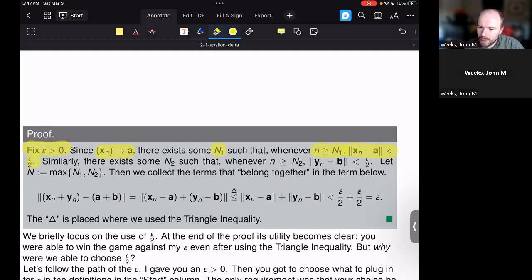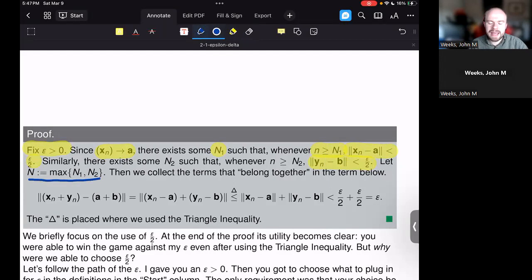We're going to do the same thing for y sub n minus b and get that norm to be less than epsilon over 2 as well, past some cutoff point n sub 2. Then we're going to use that trick that we saw of making the cutoff point be the greater of the two values, n1 and n2.